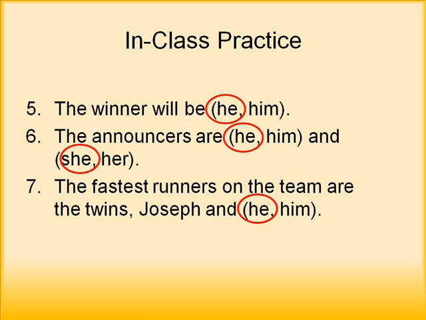Here are the answers for 5, 6, and 7. Number 5, the winner will be he. The announcers are he and she. The fastest runners on the team are the twins Joseph and he. I know this doesn't sound right because we say it incorrectly so much.